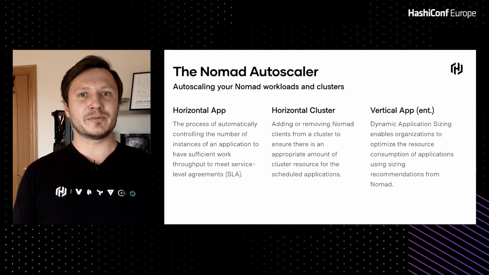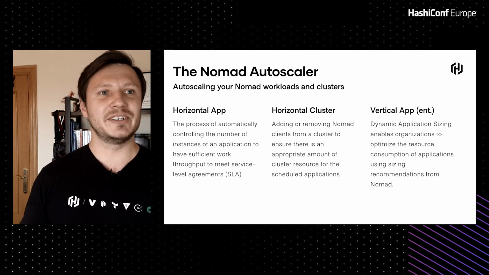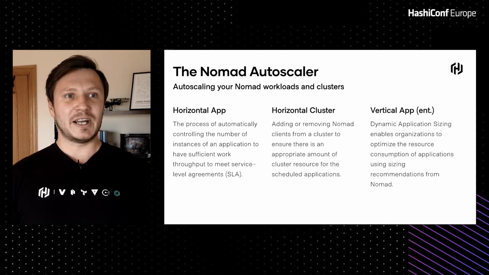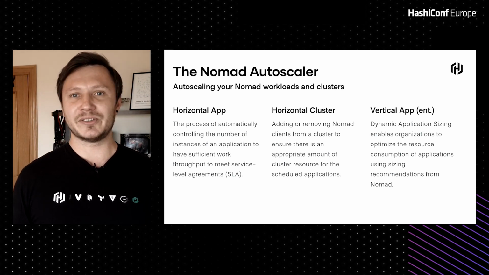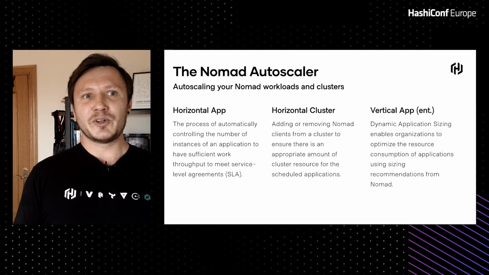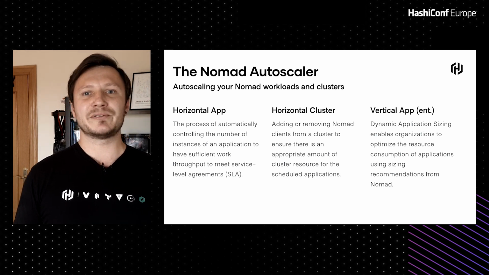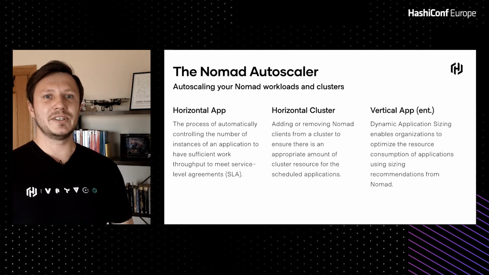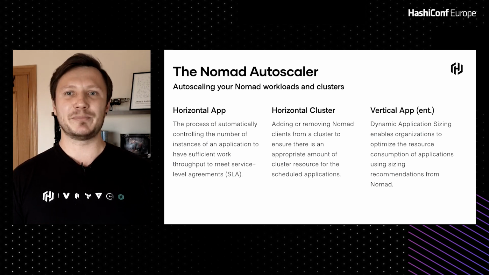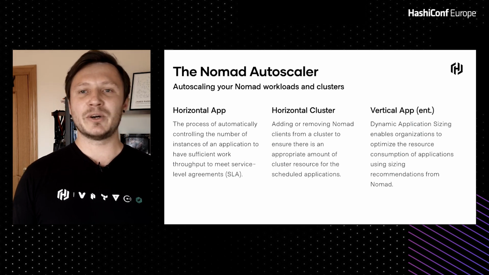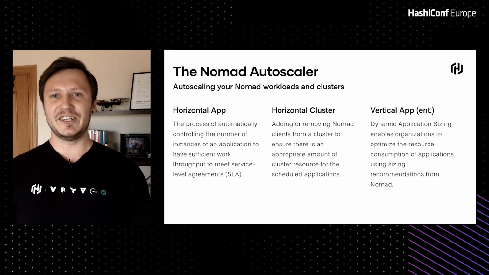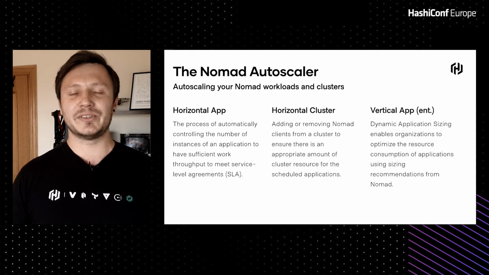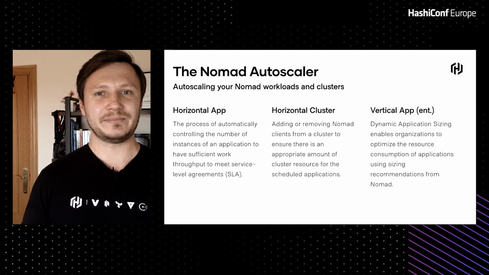So our team's primary, or one of our primary responsibilities, is the Nomad Autoscaler. This is, as it says, how to autoscale your workloads and your clusters. The Nomad Autoscaler supports 3 different and distinct types of autoscaling. The first is the most traditional. This is horizontal app scaling. So this is where we increase or decrease the number of instances of your application in order to meet SLAs, in order to handle the traffic that you have.